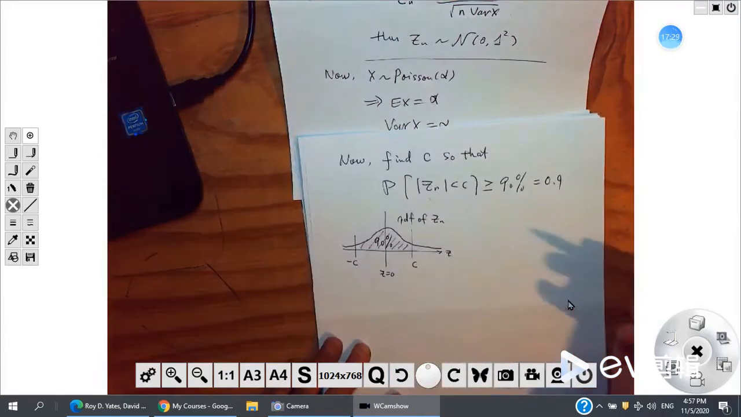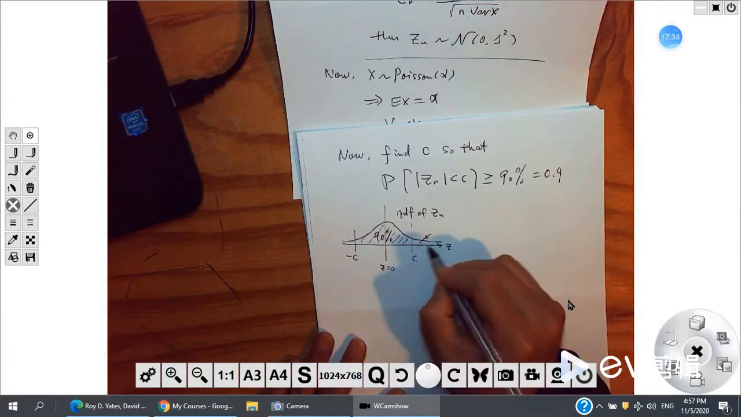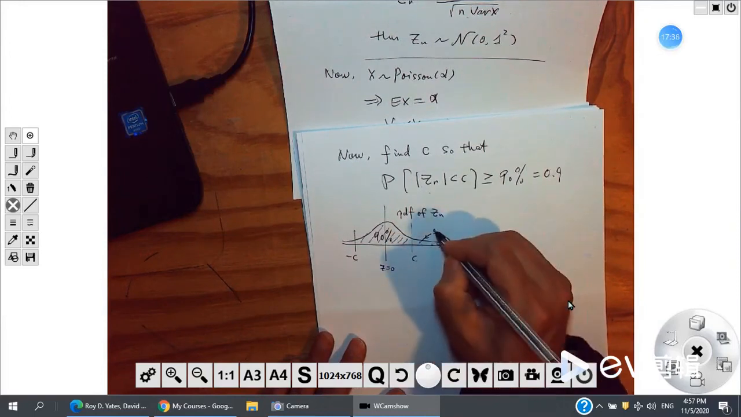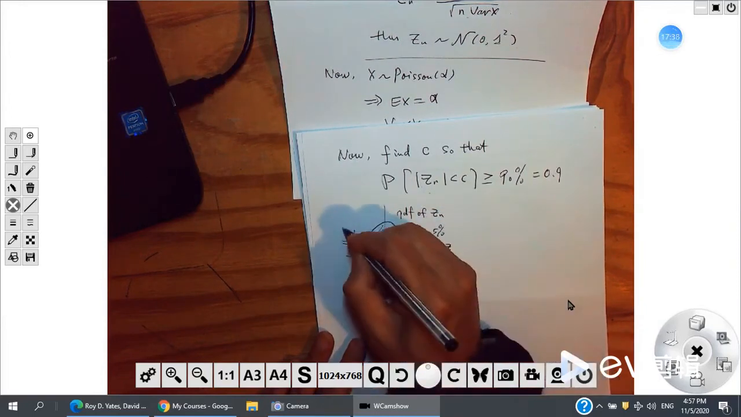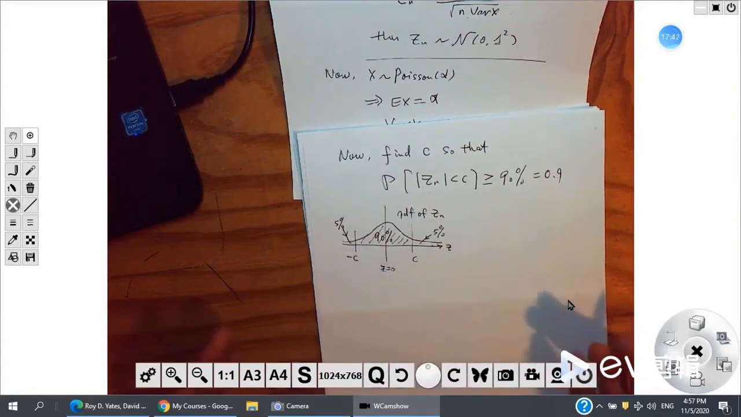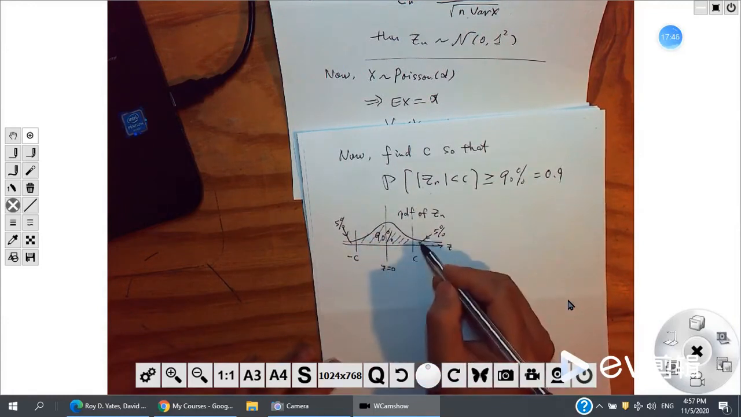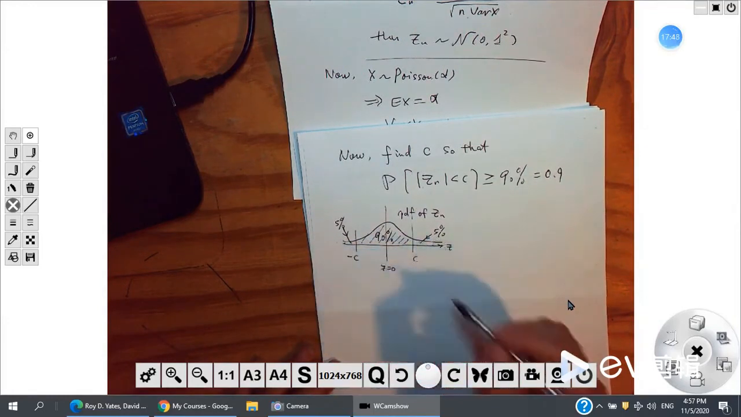So you can separate, right? This part should be what? How much probability will be here? This should be 5%, right? And this side will be another 5%. The total is 100%. The middle is 90%, and both sides each have 5%.